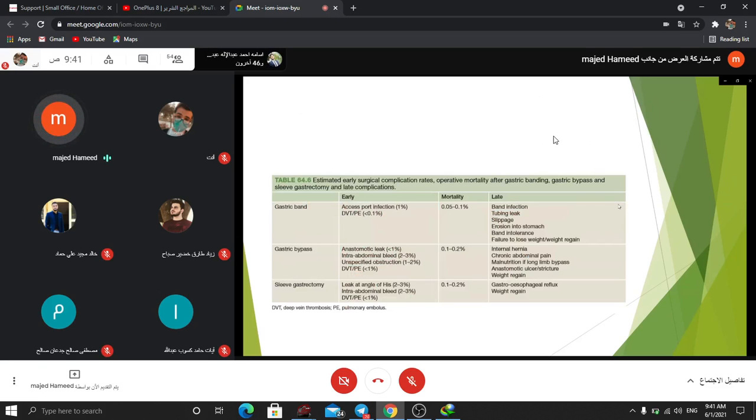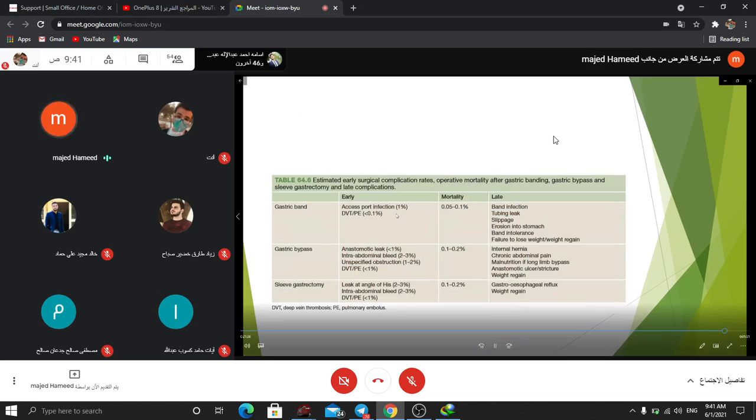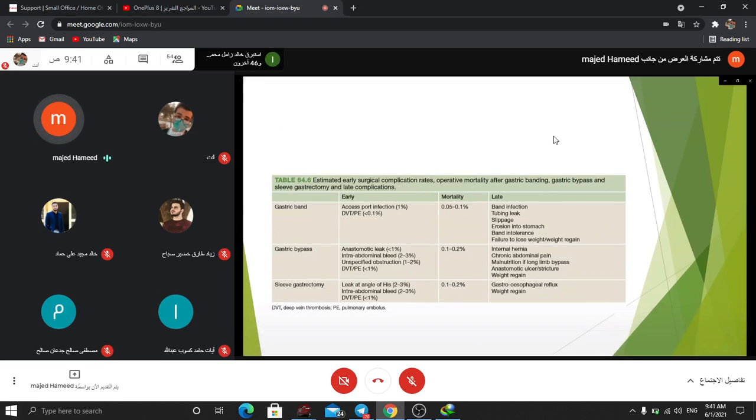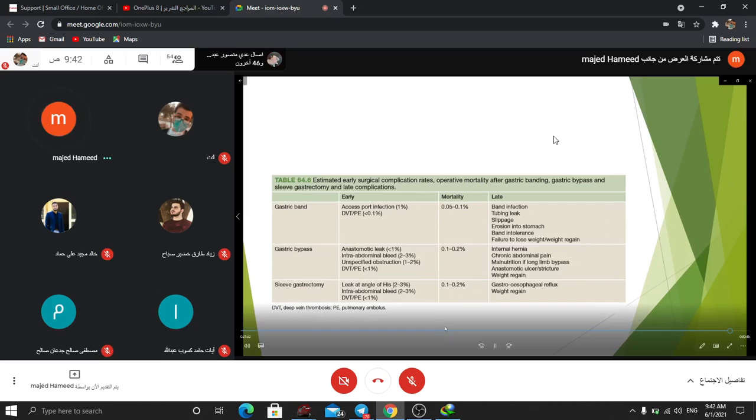And this diagram demonstrates the major complications: estimated early surgical complication rates, operative mortality after gastric banding, gastric bypass, and sleeve gastrectomy, and late complications.